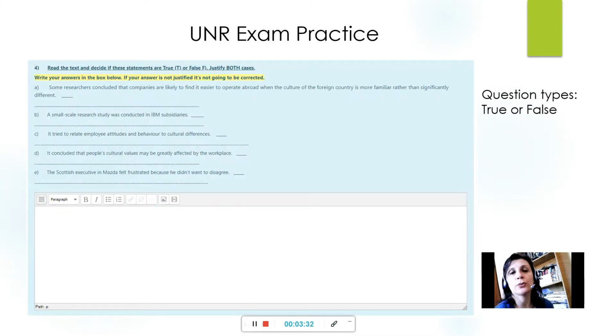In the true or false, you will have to justify in both cases if the sentence is true or if it is false. Again, if you don't justify your answer, the question won't be taken into account. It won't be corrected, okay? Then if you justify it, but the justification is wrong, okay, they will give you a partial score. But it's important to remember that you need to justify all your answers. So here you write A, true or false, and then the justification, okay?